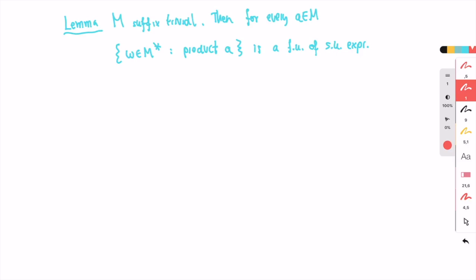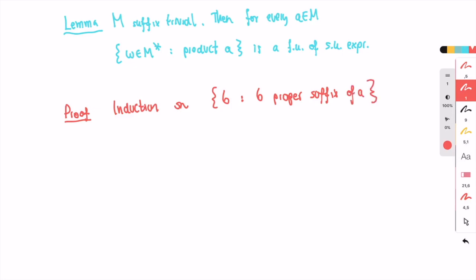So let's prove the lemma. The proof, no surprises here, is going to be an induction on the position in the suffix ordering. So it's induction on the parameter number of b's, such that b is a proper suffix of a. The induction base and the induction step are proved the same way, so let's just take some a, and let's assume that we have already found expressions for all strictly simpler b, and let's construct such an expression for a.